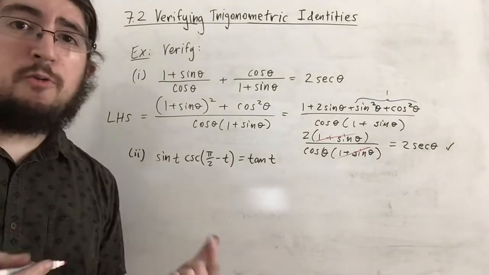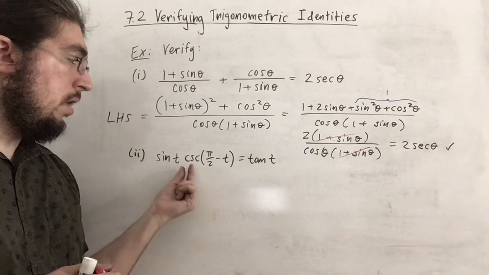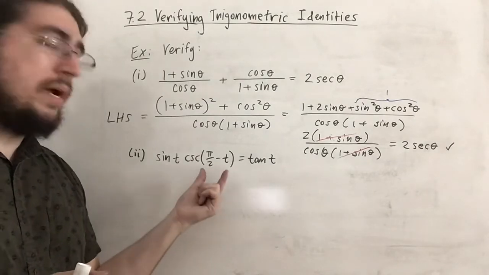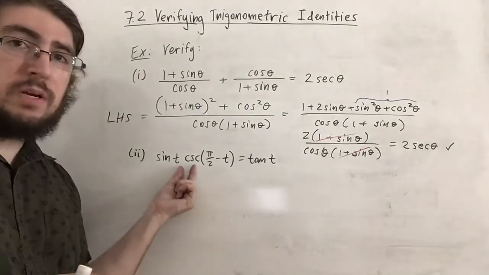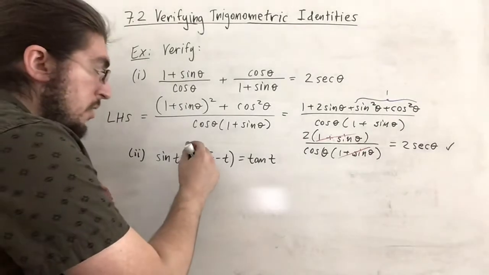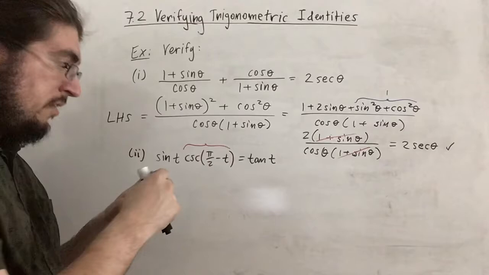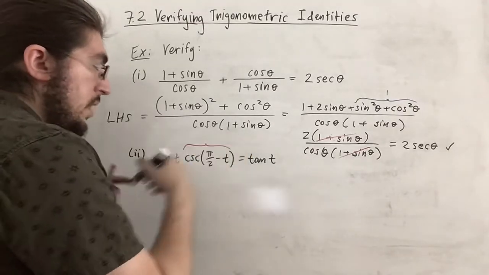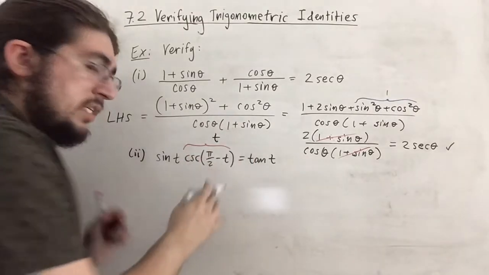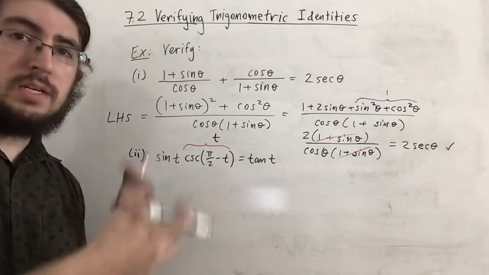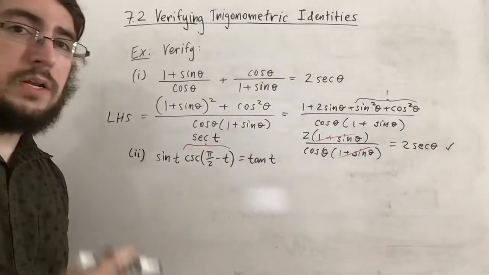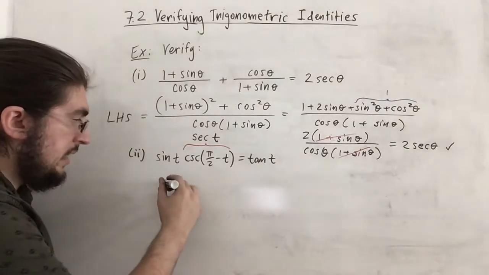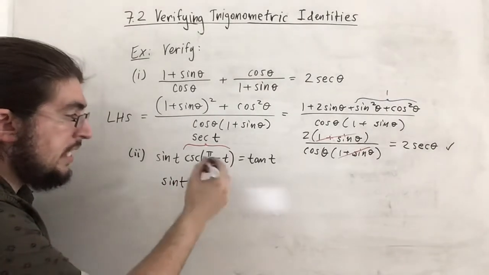We have seen the cofunction identities. So a trig function of pi over 2 minus t is the same as the cofunction of this trig function of just t. In other words, cosecant of pi over 2 minus t is just what of t? The cofunction of cosecant, which undoes the co, and you'll just get secant. Good. So really, this is sine of t times secant of t.